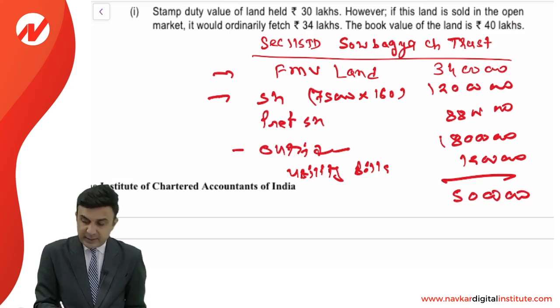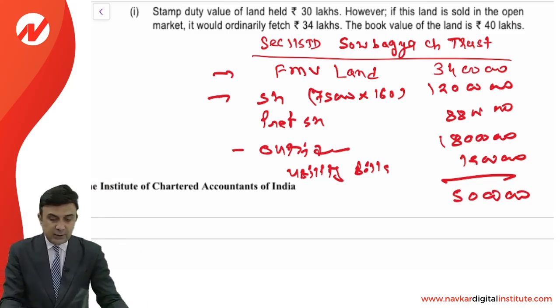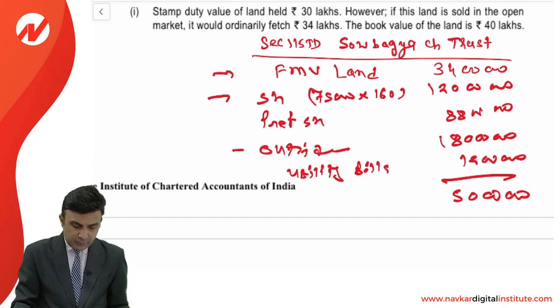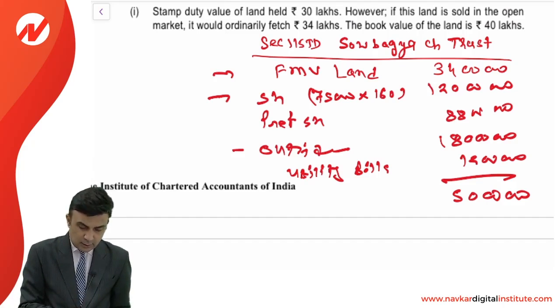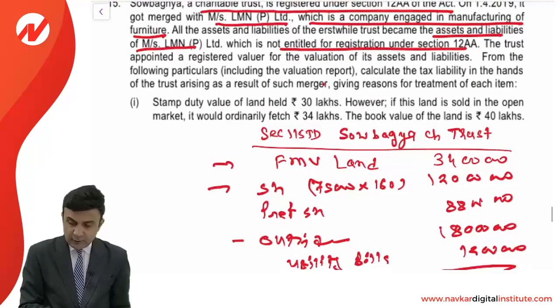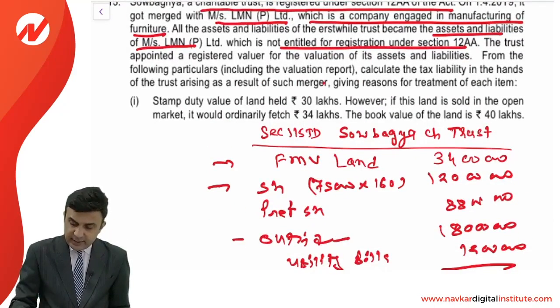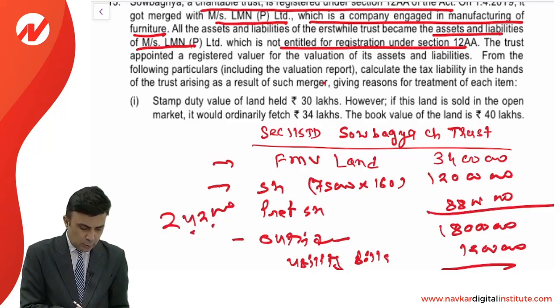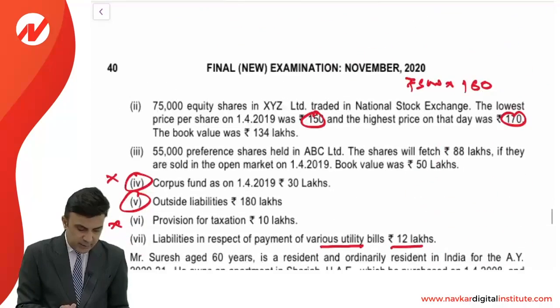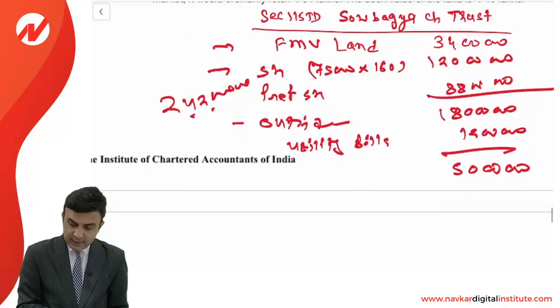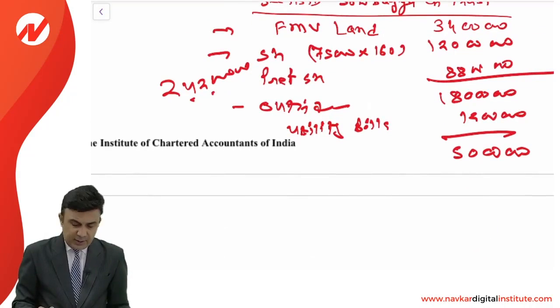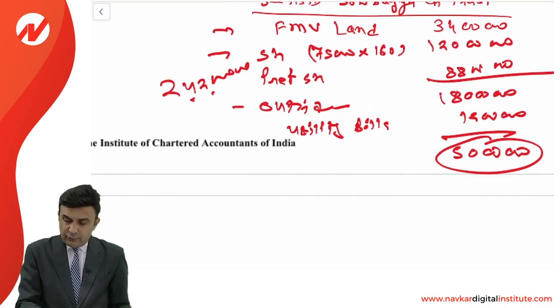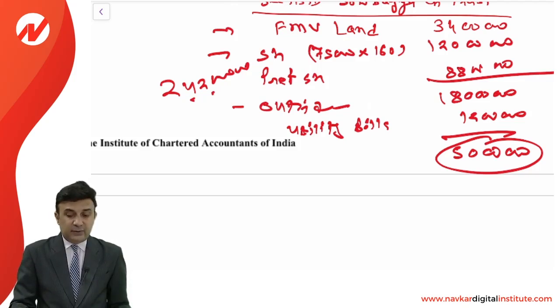I am supposed to pay tax on the differential amount. My differential amount will be 34 plus 1 crore 20 lakh plus 88 lakh. It is 88, 120 and 34, which will give you 2 crore 42 lakh, right? And my outside liability is 1 crore 80 lakh and my other liability will be 12. So it is going to give you 50 lakh that will be subjected to tax.